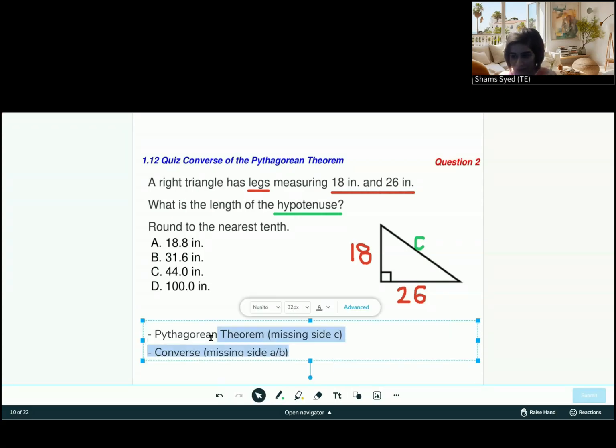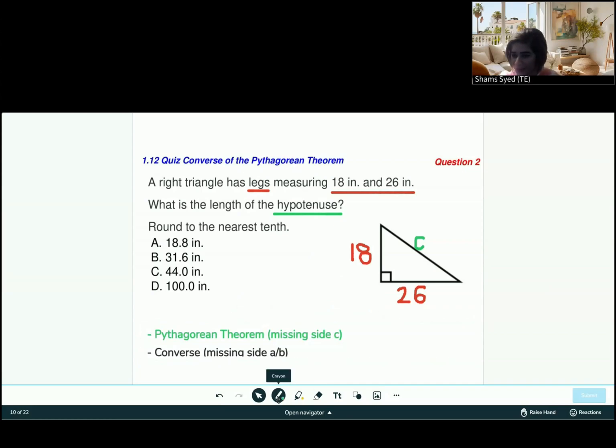We are going to use the Pythagorean theorem formula because side C is missing. Be sure to be solving along with me so you can compare your answers. We're going to find side C. In order to find side C, we are going to be using adding. In order to find a leg, we are using subtracting.